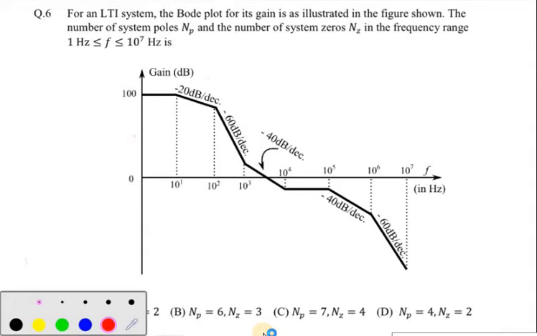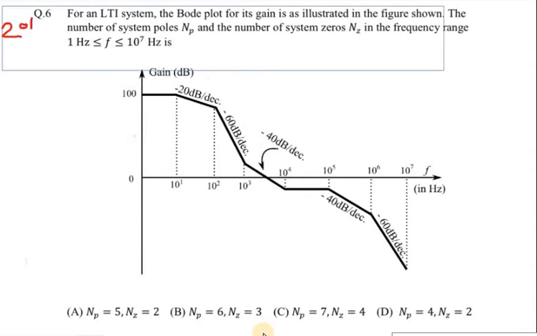So this is a question of 2019 asked in GATE. For an LTI system, the Bode plot for its gain is as illustrated in the figure shown. The number of the system poles NP and the number of system zeros NZ in the frequency range 1 to 10 raised power 7 Hz. So we need to find out the number of poles and zeros in this Bode plot.